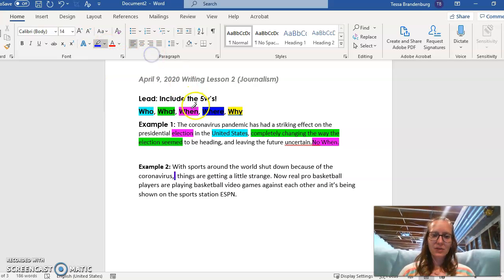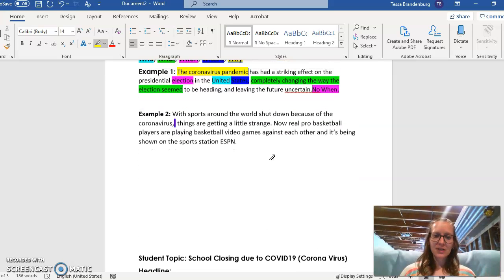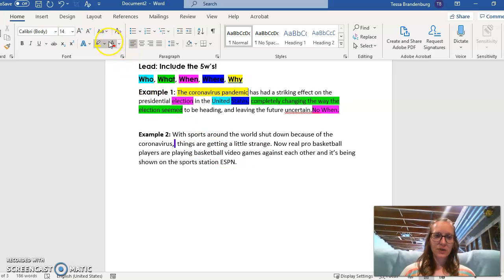The where is it? Probably also the United States, so the U.S. could be the who and the where, because it's the people as well as where it's at. And then the why. So why is this different? Oh, the virus, right? That tells you exactly why we're doing this. Okay, let's look at the second one. So let's first look for the who.